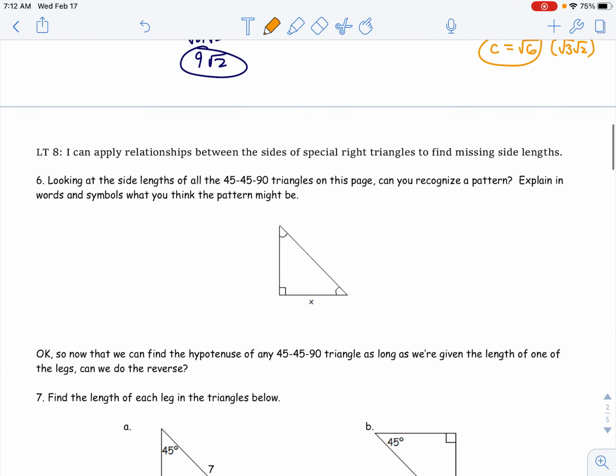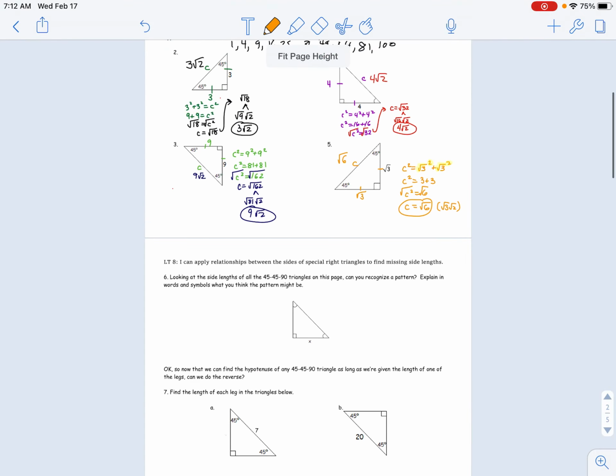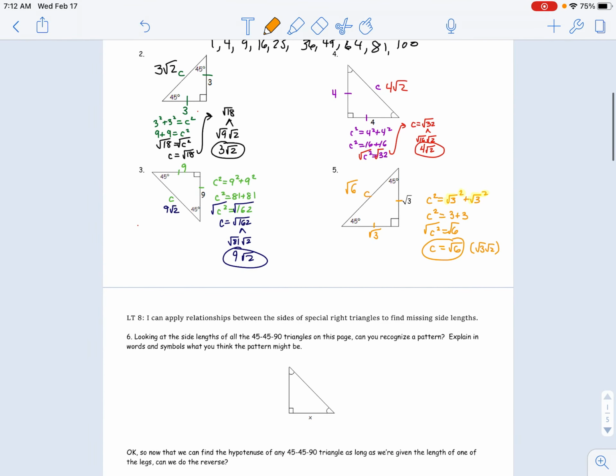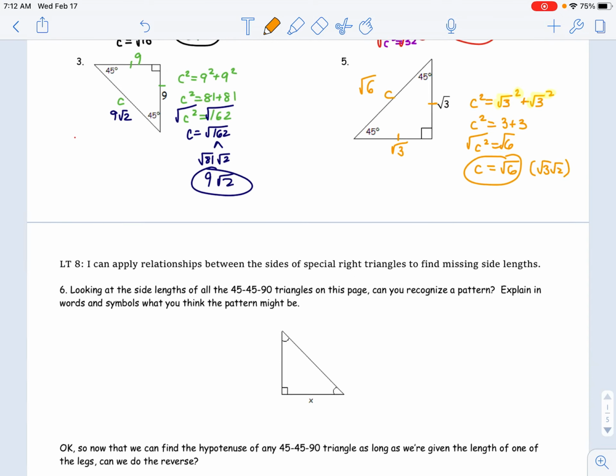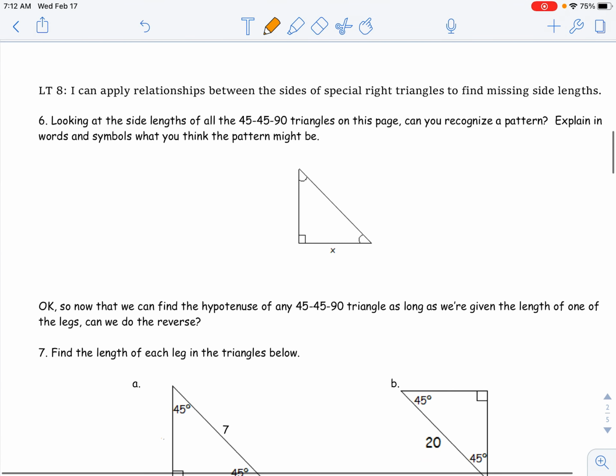All right, so there is a pattern. Did you notice the pattern? Maybe you're shouting it out right now. I can read some of your guys' minds in the future. I see some of you guys do see the patterns. Good job. All right, so looking at the sides of all the 45, 45, 90 triangles on this page, can you recognize a pattern? Explain in words and symbols.